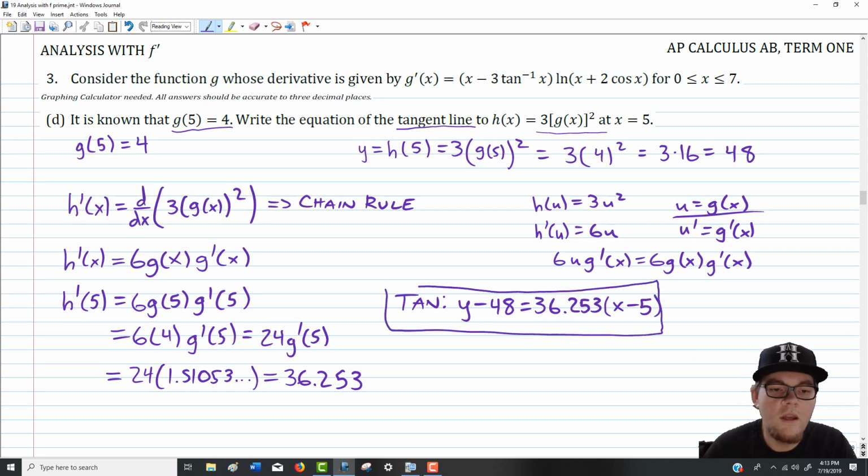And again, the cool thing here is we don't know at all what g of x looks like. We just know a single point on there and what its derivative looks like. But yet we're still able to construct a tangent line as though we did.